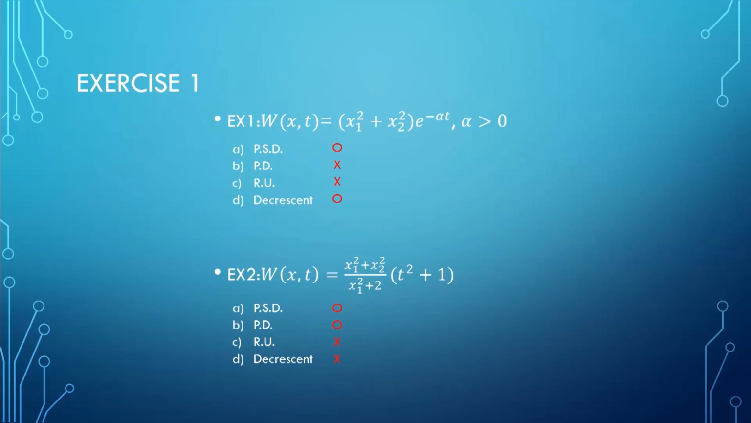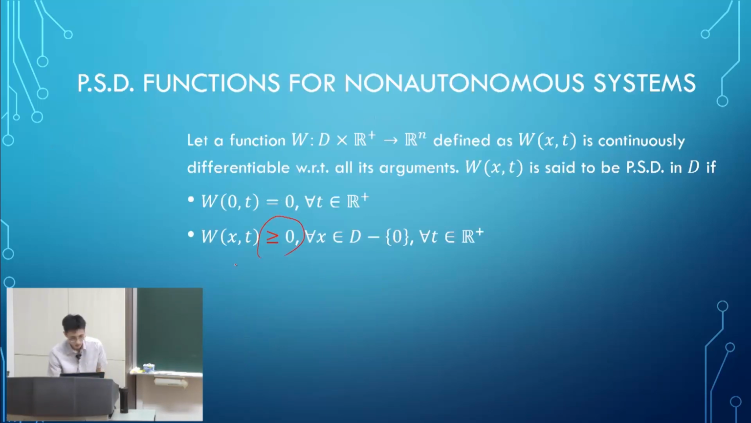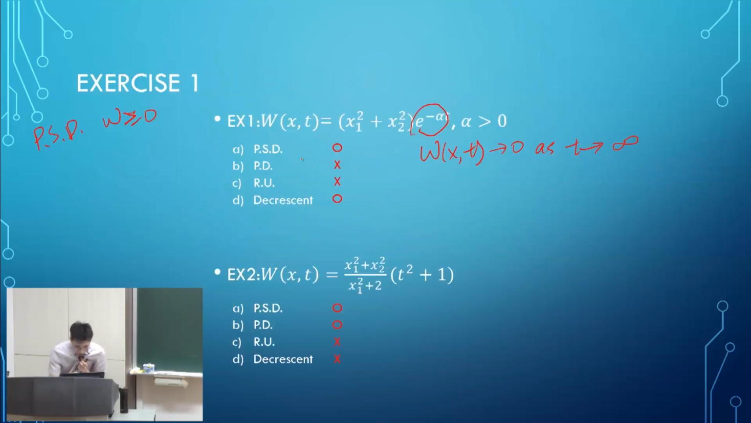The condition for PSD is looser compared to PD. This function will go to 0 as t goes to infinity, no matter what x1 and x2 are, because the second part will go to 0 as t goes to infinity. And that satisfies the condition, because for W to be PSD, based on the previous definition, it has to be lower bounded by 0 for any x, even when it is not at the origin. So it's PSD for sure.